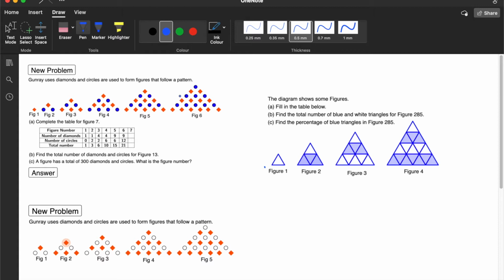You will notice that if we were to go to the site that is found in the description below, you will find that there are two questions very similar to each other. This question is labeled, I believe, 27A, and this one is 27B. They look very similar, but if you look closer, you will notice that in figure 1 of this question you have only one diamond, whereas in 27B, figure 1, you have three shapes.